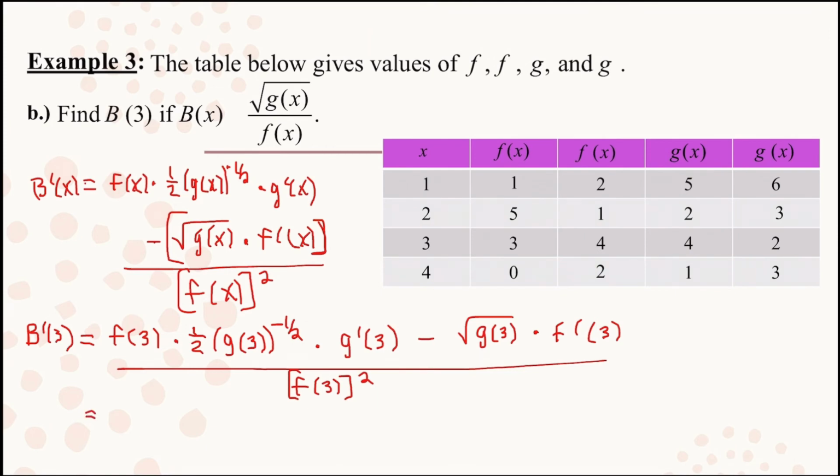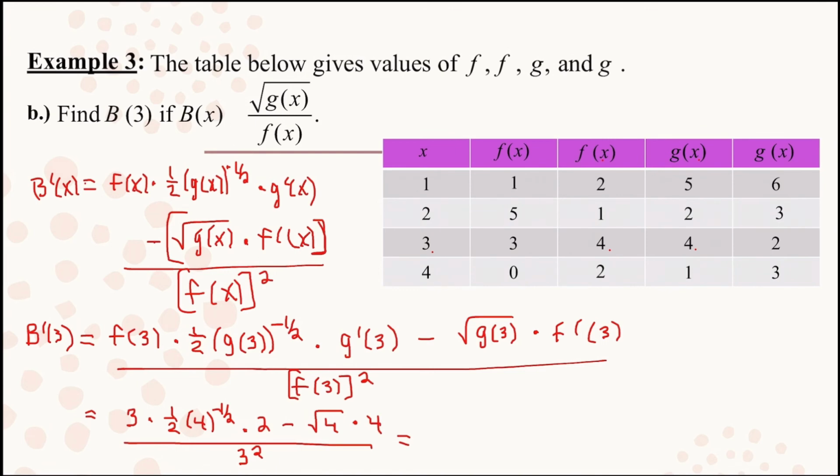So at this point, we're just going to plug in our numbers. So f of 3 is 3 times 1/2. g of 3 is equal to 4 to the negative 1/2 times g prime of 3, which is 2, minus the square root of g of 3, which is 4, times f prime of 3, which is 4, all over f of 3, which is 3, squared.